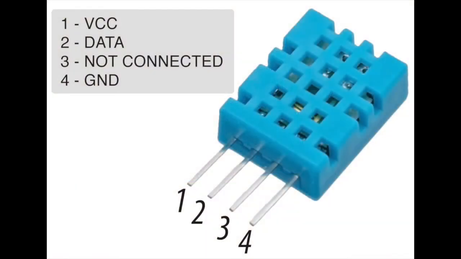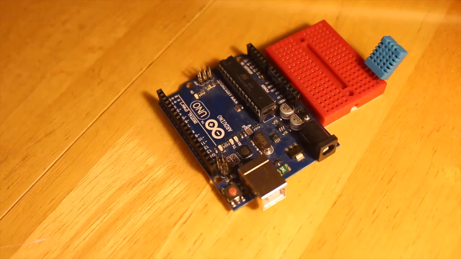Looking at the front of the sensor, we're gonna have pin 1, 2, 3, and 4, where pin 1 is gonna be the power, the VCC. Pin 2 is the one that we send the information, so it's the data pin. The third one we're not gonna use, and the fourth is the one that's gonna be connected to the ground. So let's take a look at how we actually connect them to the breadboard.